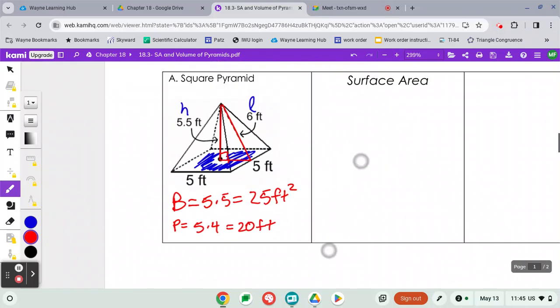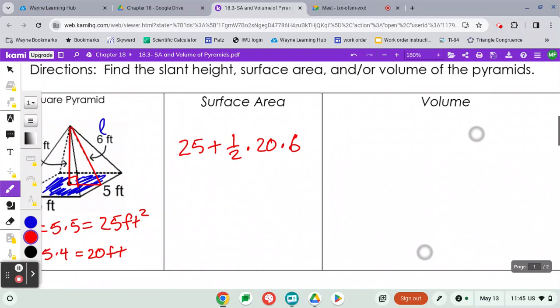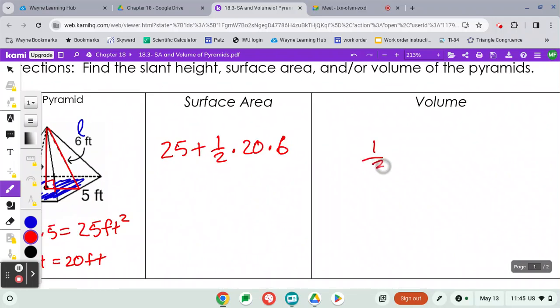All right, so we have all our information. Now let's set it up. So for surface area, it's B, so that's 25 plus 1/2 times the perimeter times the slant height. And for your volume, it's 1/3 times your area of the base times your real height. Now, when we do this, remember, PEMDAS matters. Are you going to add or multiply first? Multiply. So multiply this, get a number, and then add 25 on.